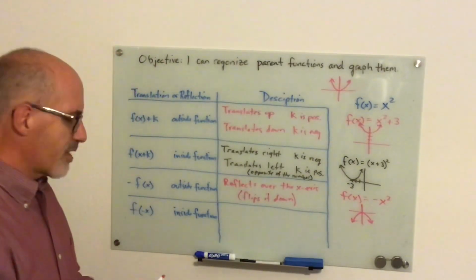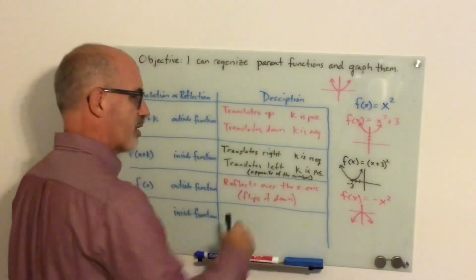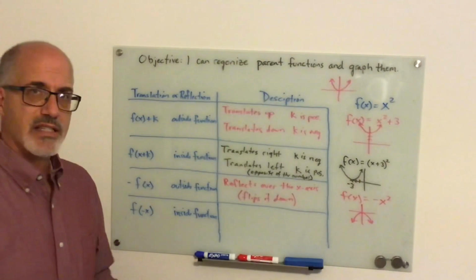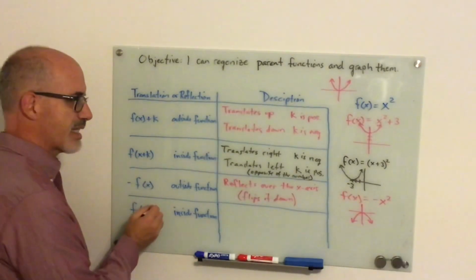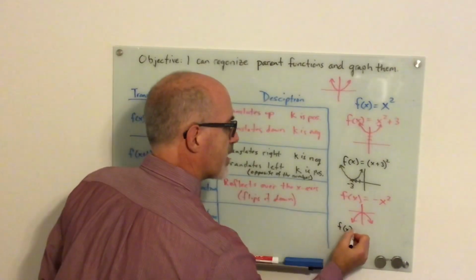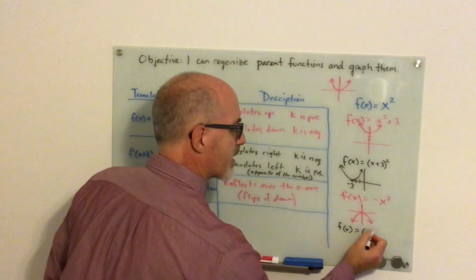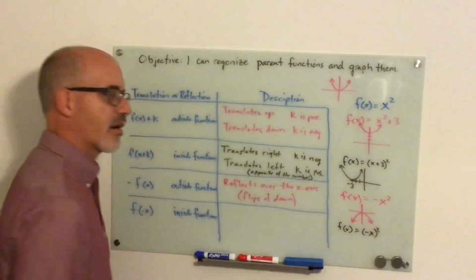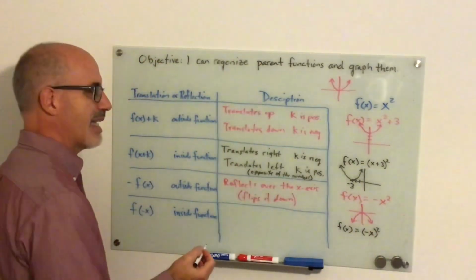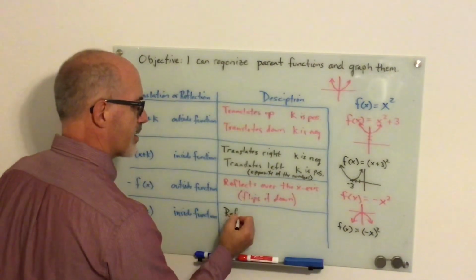And then this last one, it's not really obvious what we're going to do here. In fact, it's going to look exactly the same because this is on the inside. This would be, for instance, if we had f of x equals the opposite of x put inside the square. If we did that, it actually reflects it over the y-axis.